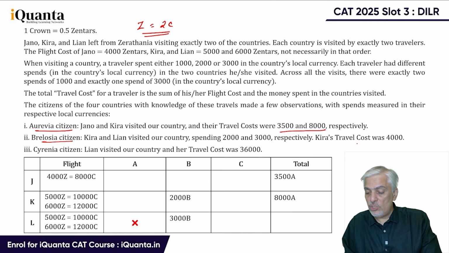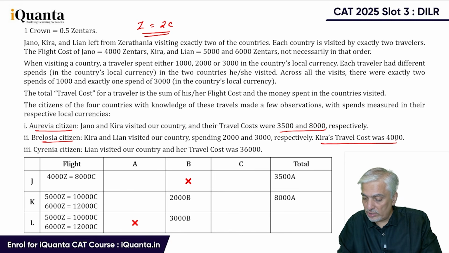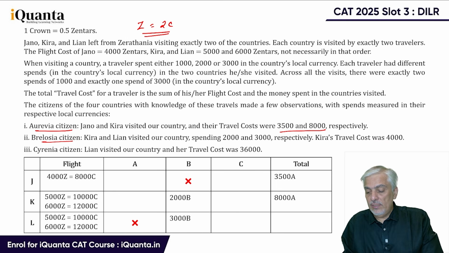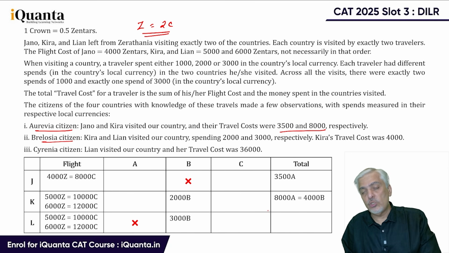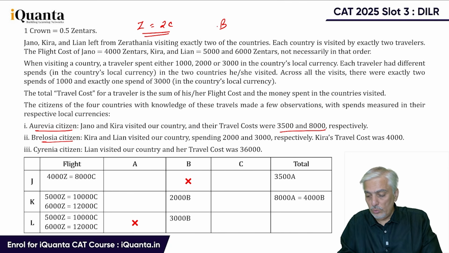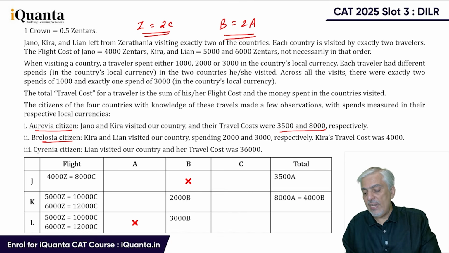Respectively. K's total travel cost was 4,000. One second. K's travel cost was 4,000. They have told us K's travel cost was 4,000. So B is saying, but K's travel cost I already know is 8,000 A, but it is also equal to 4,000 B. So I actually got B is equal to 2A. So I've also got a relation between B and A. B is equal to 2A from this part, right?